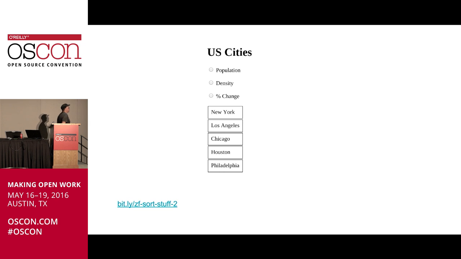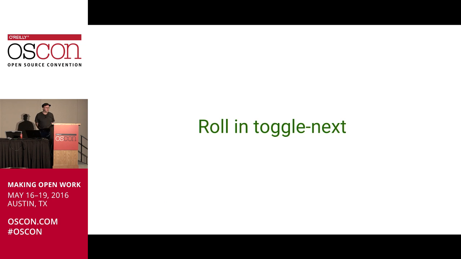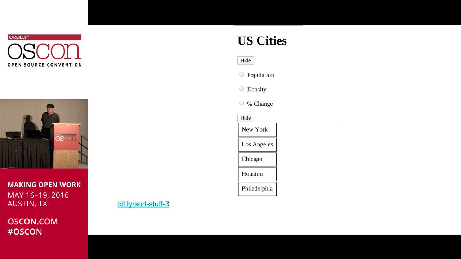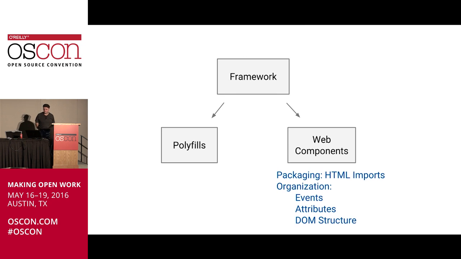That's what it looks like now. Those are those radio buttons, and there's the sorting. And you see ZF sort-stuff too. You can click through and play around with that. Let's roll in toggle-next. We already created that element, right? So I can put hide buttons in there. You can imagine what the markup looks like for that, and that just works straight out of the box.